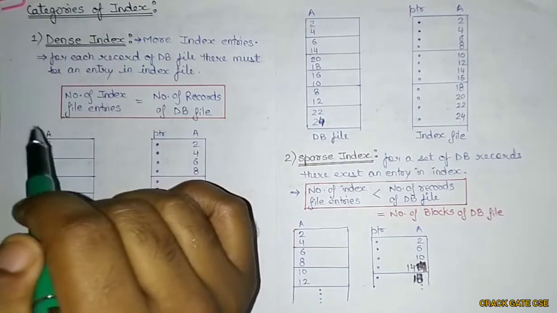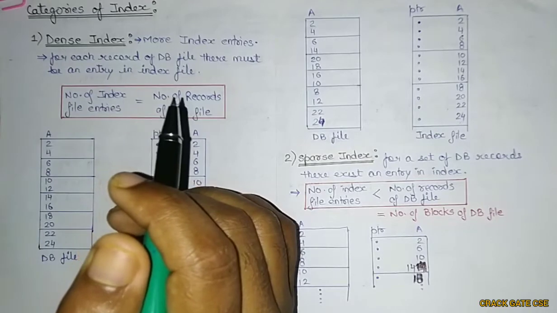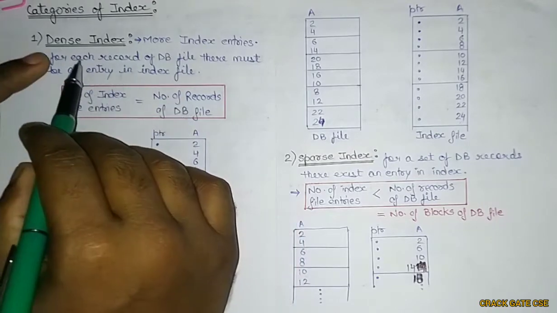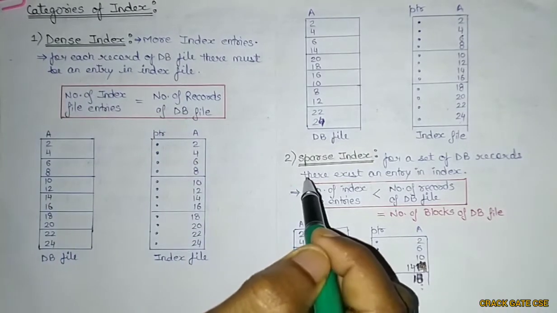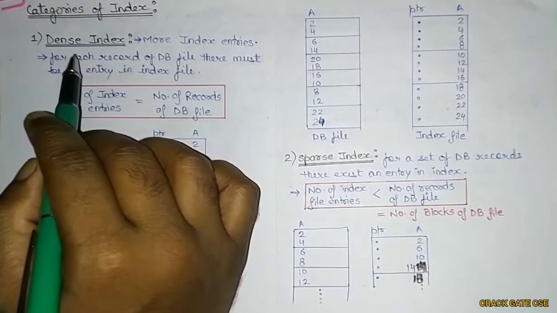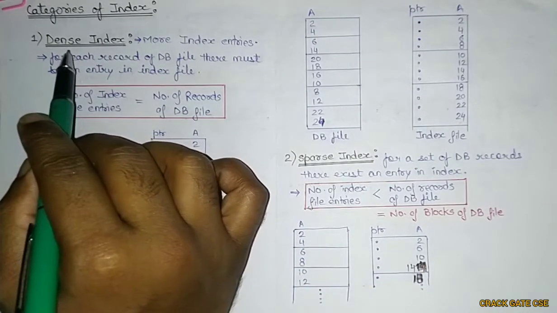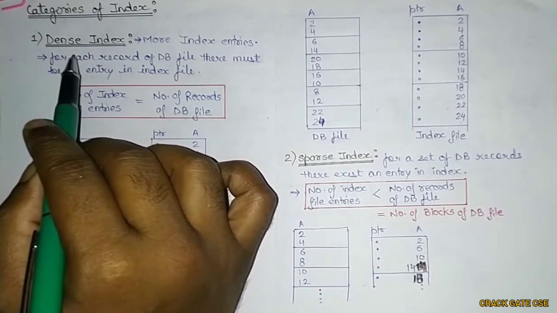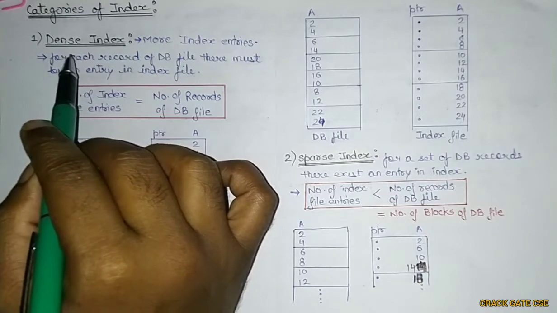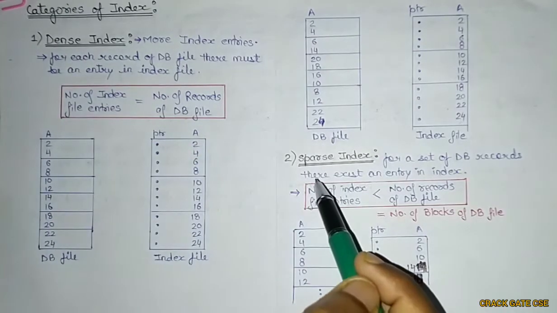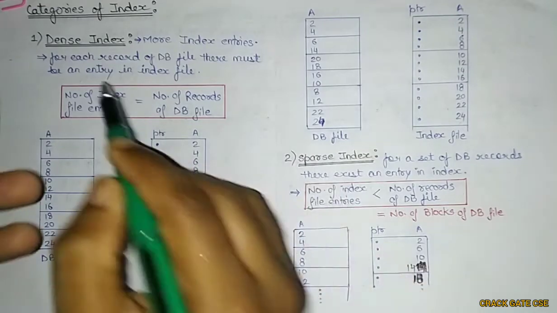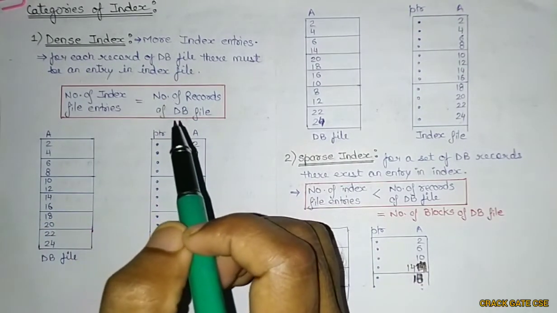So let's start with the categories. The index is divided into two categories. One is dense index, another one is sparse index. As the name is clearly suggesting, in the dense index we'll be having more number of index entries or more number of pointers, whereas in sparse index we'll be having comparatively less number of pointers.